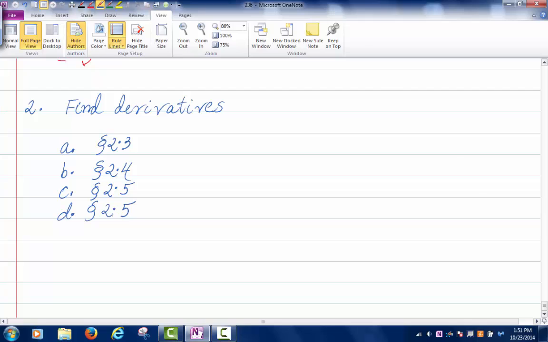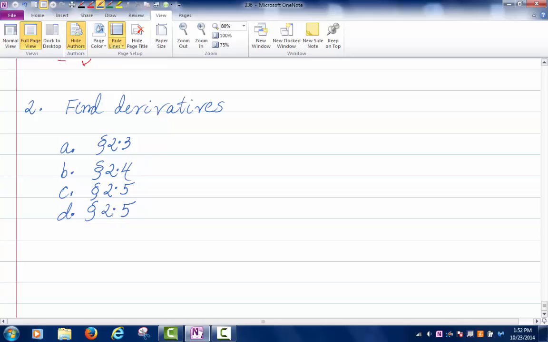2.4 is the section on derivatives of trig functions, but you don't use chain rule in 2.4. But in 2.5, that's where you use chain rule. But also remember, in 2.5 you have to also use quotient rules and product rules together with chain rule, right?